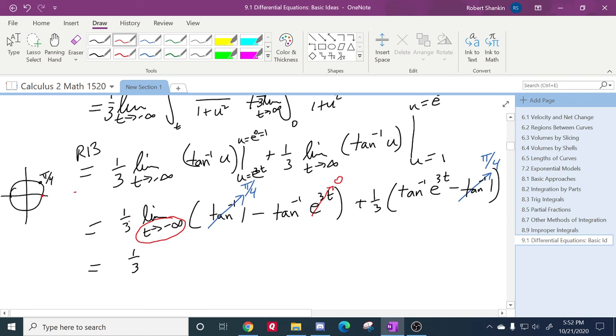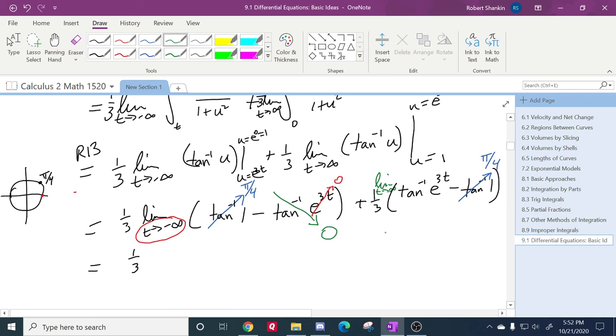Down here, which is 0. So this whole thing is going to be going towards zero. And this one, oh, I forgot this limit. We're going to have the limit as t goes to infinity.